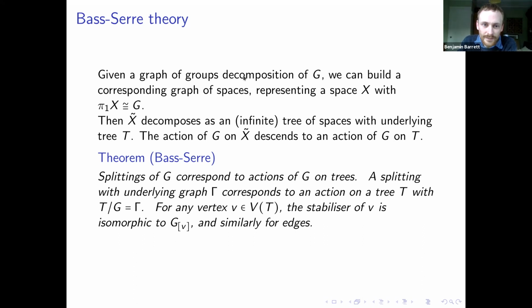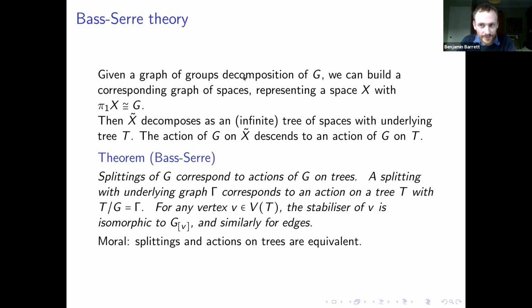So there's a one-to-one correspondence between actions of the group on trees and decompositions of your group as graphs of groups, and you can read all of the information of one of those two objects over to the other, and vice versa. So you really can move quite easily between these actions on trees and graphs of groups decompositions. And I'm probably going to do that quite a bit over the rest of the talk. So the moral is that splittings and actions on trees are equivalent. And at least for me, I think I'm quite geometrically minded, actions of groups on trees are easier things to think about than splittings. So I like this theorem.